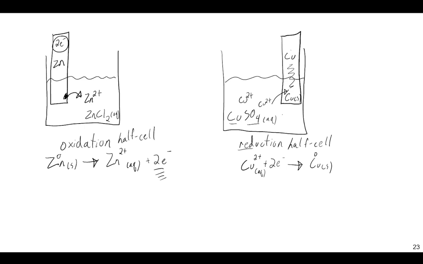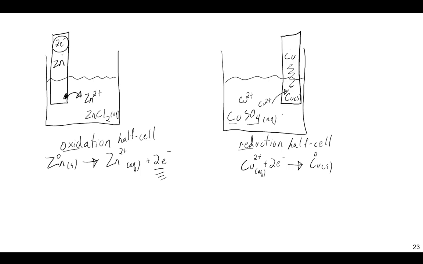That's reduction. Whereas zinc is going from 0 to 2 plus. That is a loss of electrons, oxidation. And so the zinc rod will be disappearing and the copper rod will be growing because there's ions plating onto it and adding to its mass.